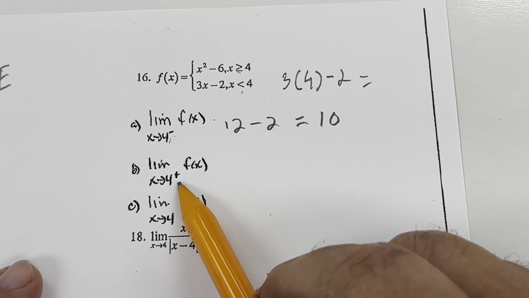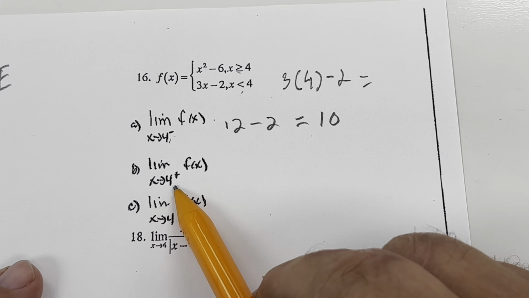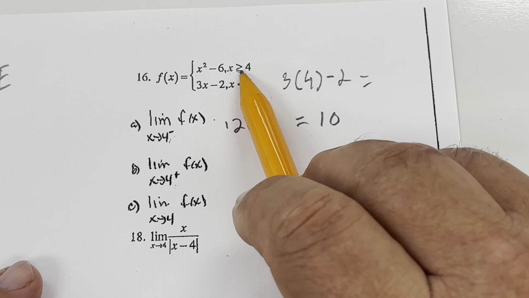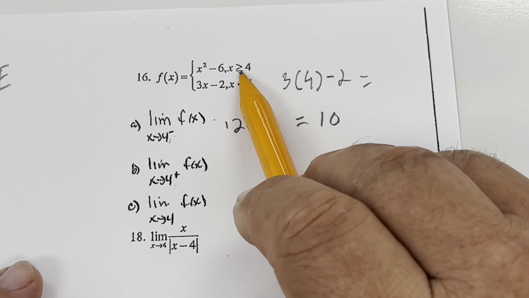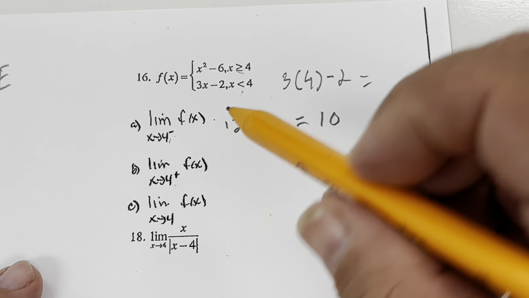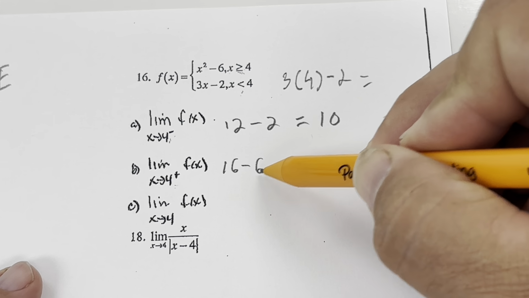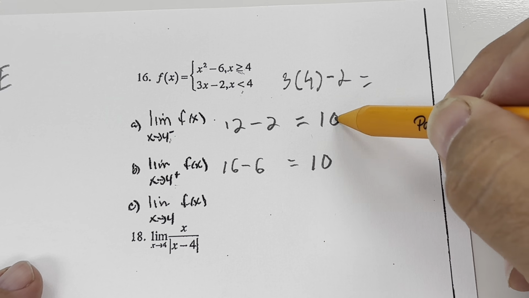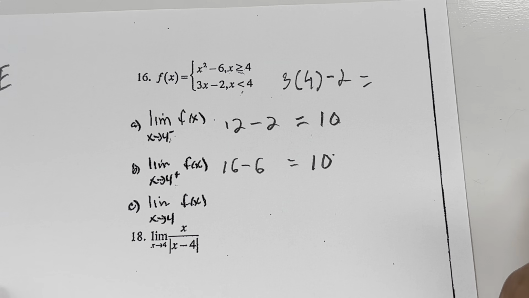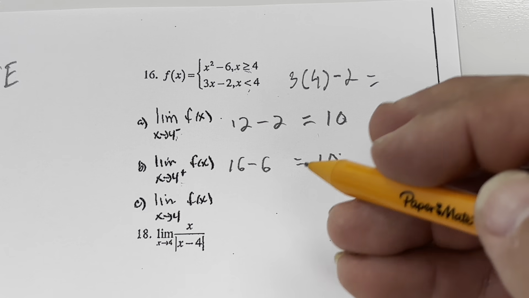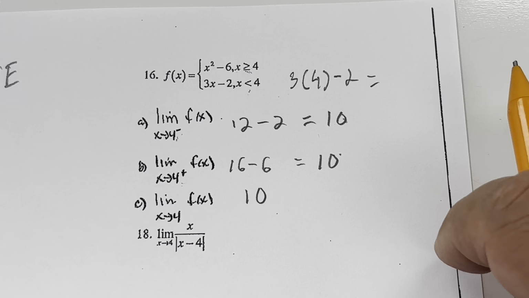Limit as x approaches 4 from the right, so 4 is greater than or equal to 4. That would be on the right there, so I'll plug the 4 in there. That would be 16 minus 6, which equals 10. So since they equal the same thing, the limit from both sides would also be 10. Don't have to do it.